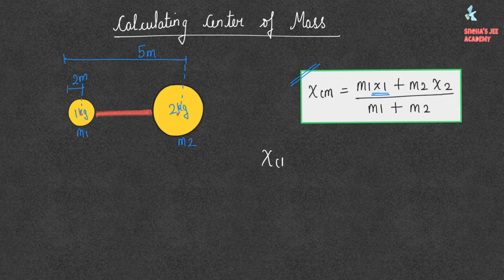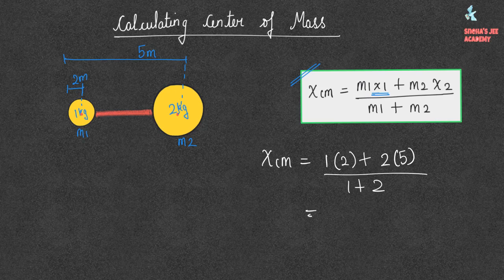So x center of mass, x_cm, is equal to m1, the mass of the first object, which is 1, into x1, which is 2, plus m2, which is 2, and x2 is 5, upon 1 plus 2, which is equal to 4 meters. So from here, 4 meters is the center of mass of the system.